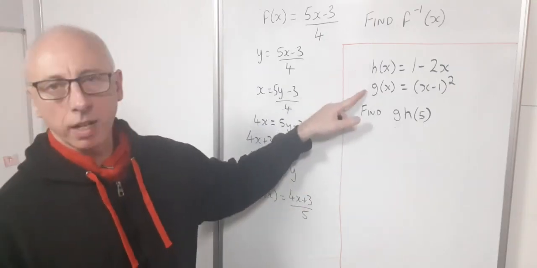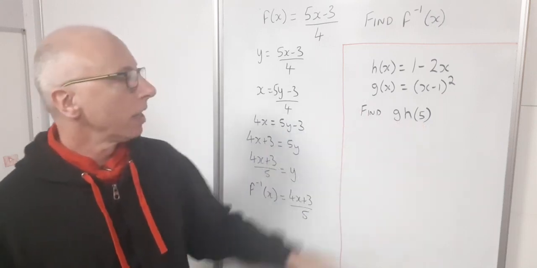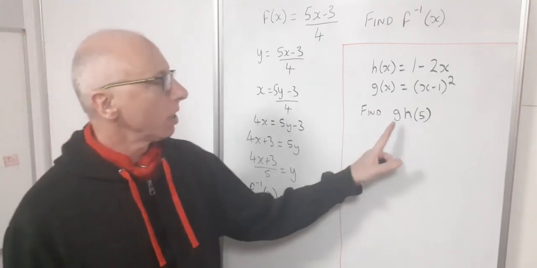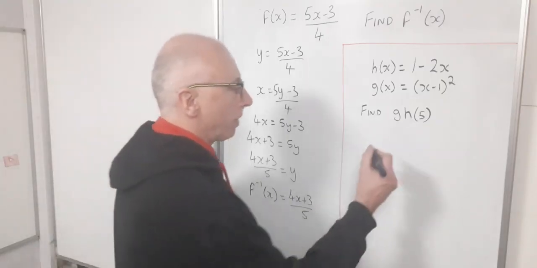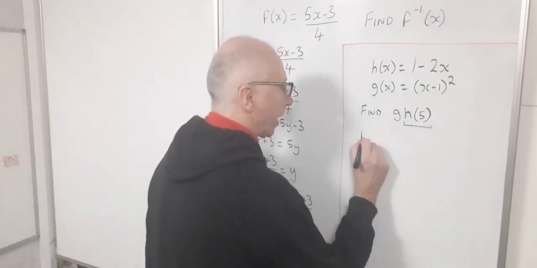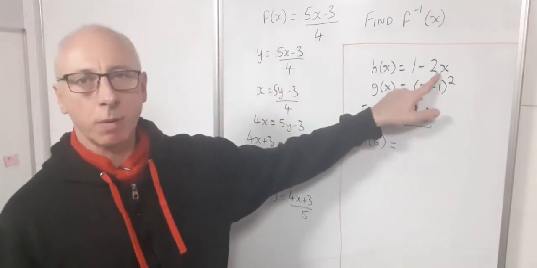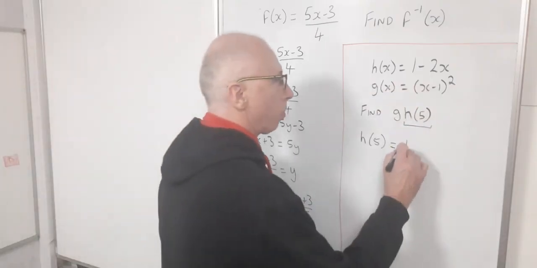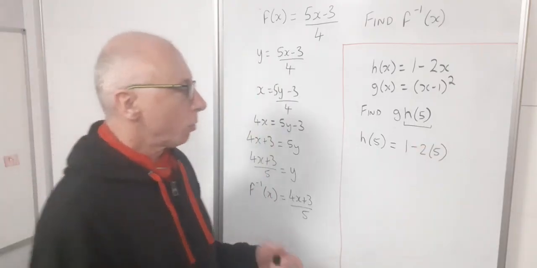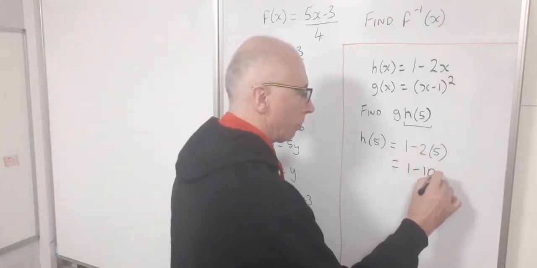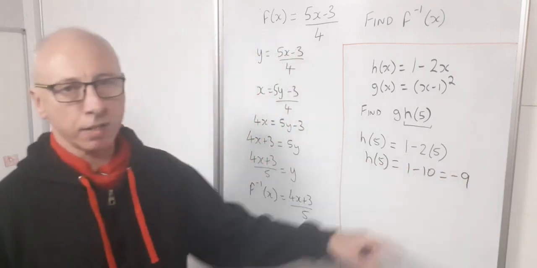Now let's have a look at this one here with the composite function question. So we've got g of h of 5. Now the way to deal with these, first of all, start from the function on the right hand side, so h of 5. So let's do that bit first. So let's calculate h of 5. For that, we just plug in 5 where we see an x. So that's 1 minus 2 times 5. And that gives us 1 minus 10, which equals minus 9. So h of 5 equals minus 9.